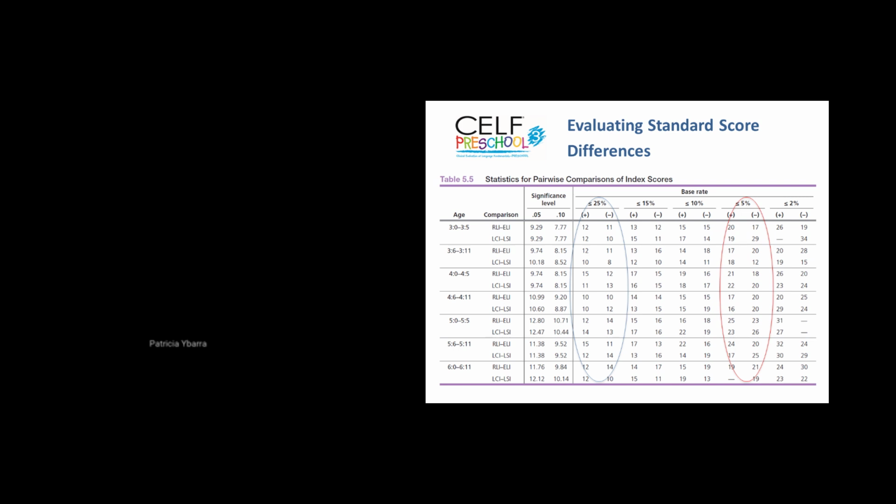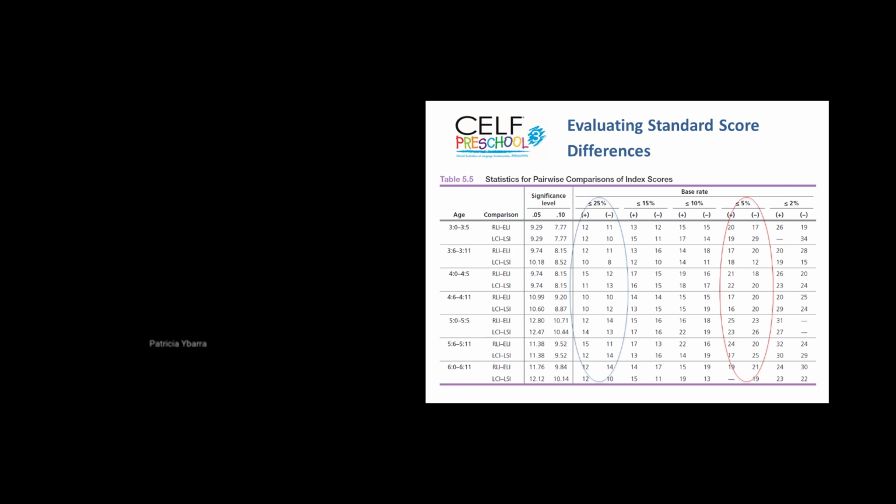So let's pause here and pretend that we are looking at the scores for a child who is between age 3 and 3-5. If we subtract the receptive language index from the expressive language index, and the difference is greater than 9.29 points, so let's say the difference is 12 points, that's a significant difference at the 0.05 level because 12 points is greater than the 9.29. So that's how you determine the significance.